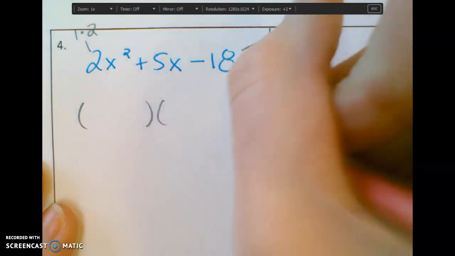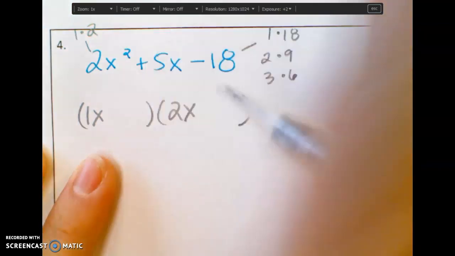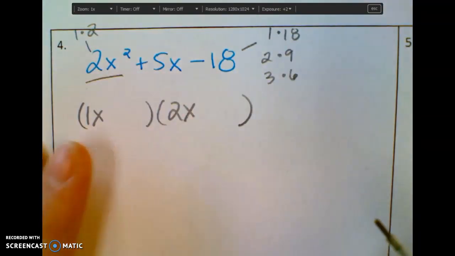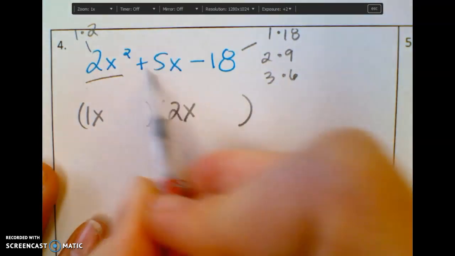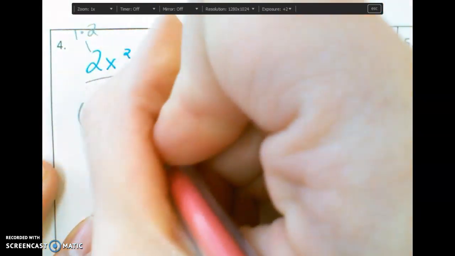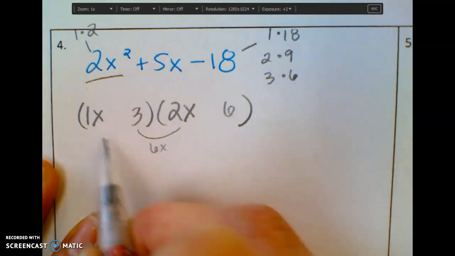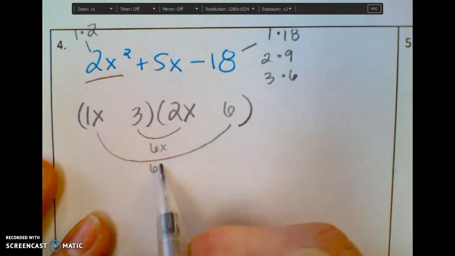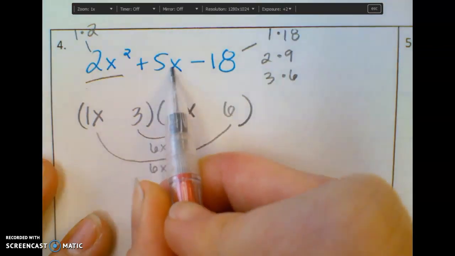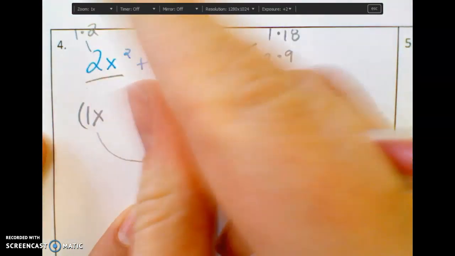Set up your parentheses. What do we have to have in the front? We have to have a 1x and a 2x. That's the only thing that will give us 2x squared. Now we start trying our factors. This middle term is pretty small, so I'm going to start with smaller factors and start by trying 3 and 6. Well, my inner product will be 6x. My outer product will also be 6x. Can I make 6x and 6x into 5x? No, I can't.